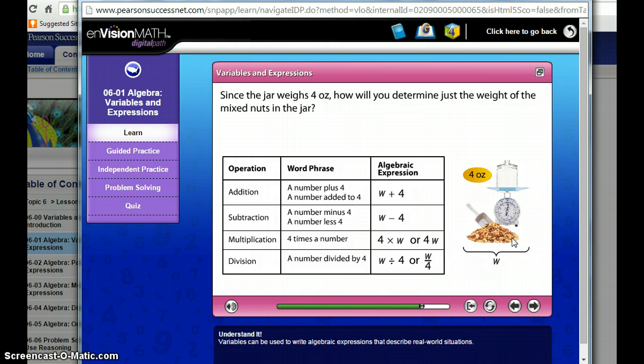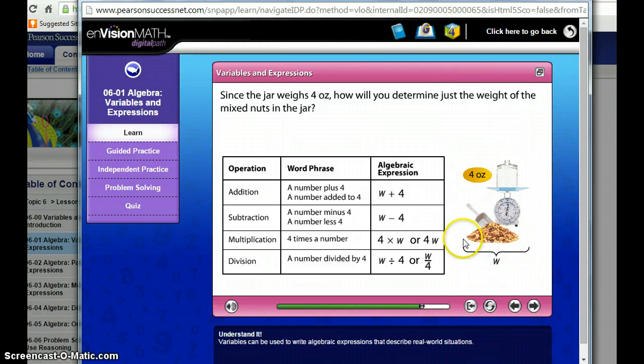W times 4. Not W times 4. That's okay. Dylan? W divided by 4. Not divided by. We're not making any equal groups. That's division. Ethan? 4 plus W. Not 4 plus W. Cayenne? W minus 4.